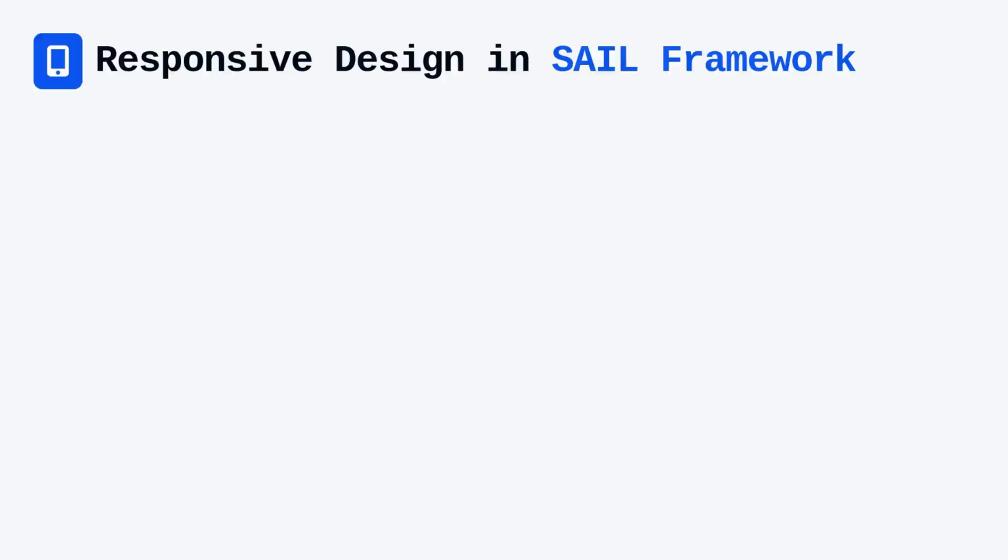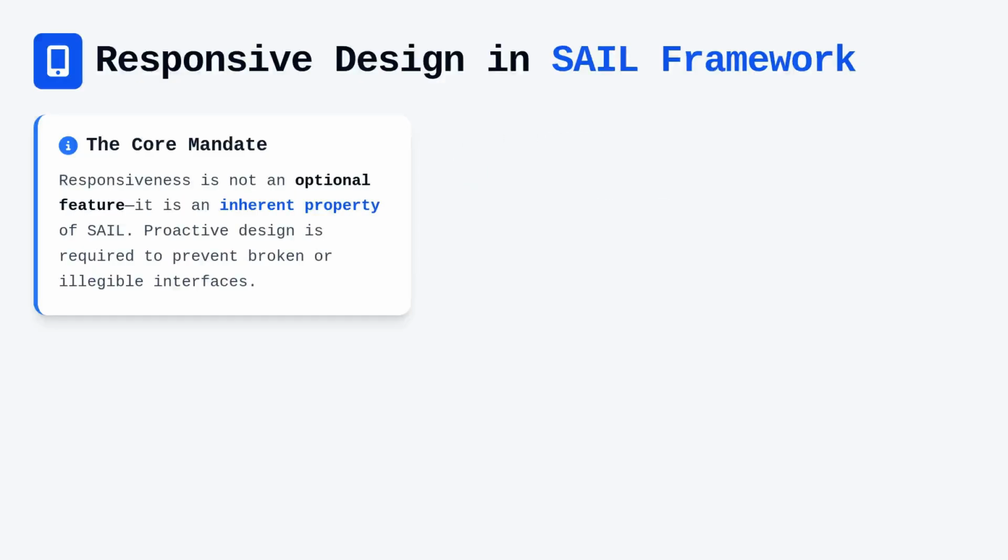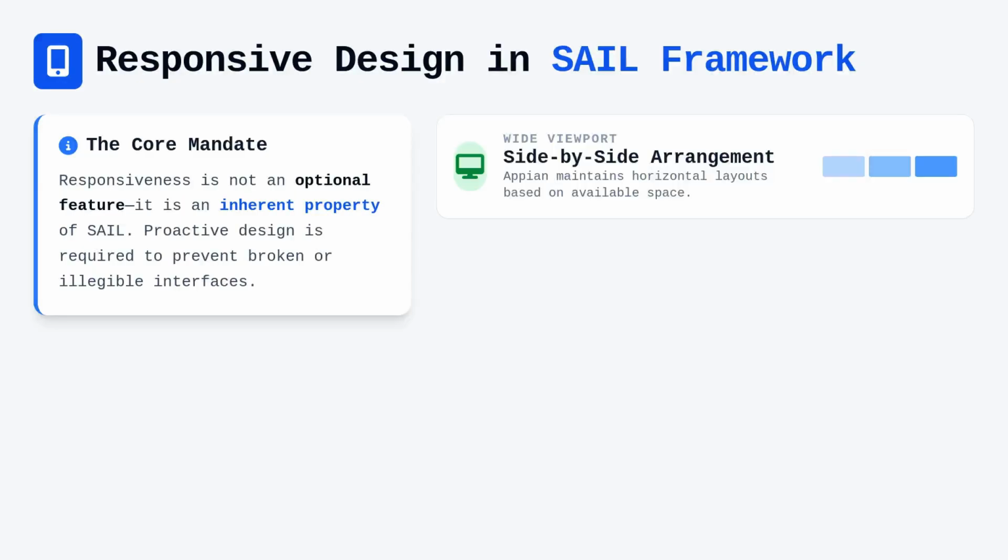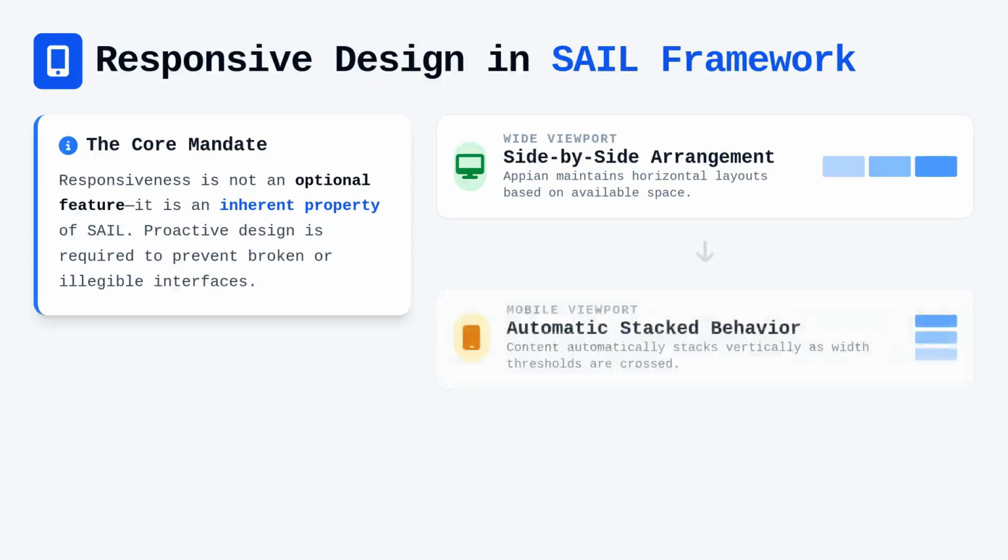Responsive design is no longer an optional feature. It is an inherent property of the Sail framework that we must design for proactively. When we arrange components in a column layout, Appian calculates the horizontal space available and attempts to maintain that side-by-side arrangement as long as the viewport remains wide enough. However, once the available screen width drops below a specific threshold, such as when a user accesses your application on a mobile device, stacked behavior automatically takes over.